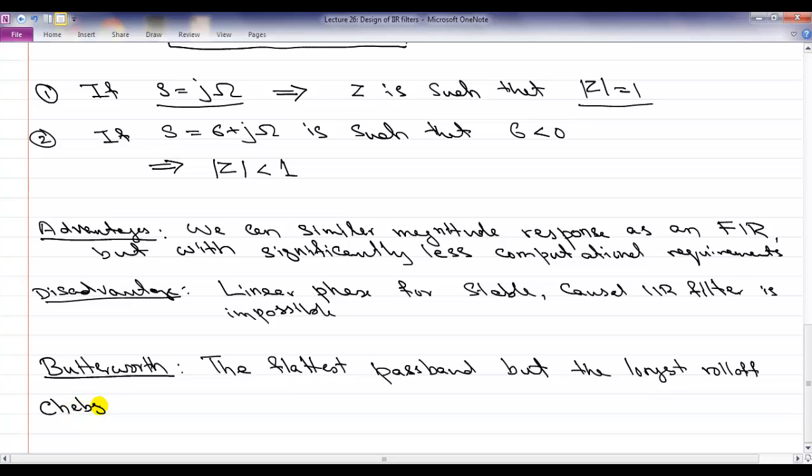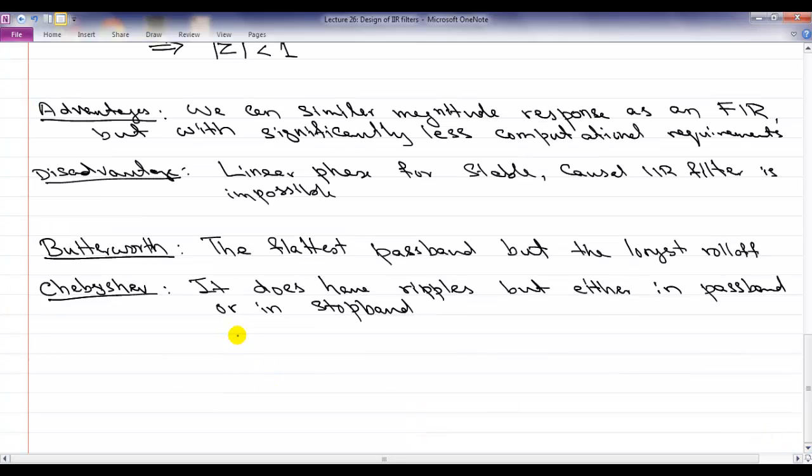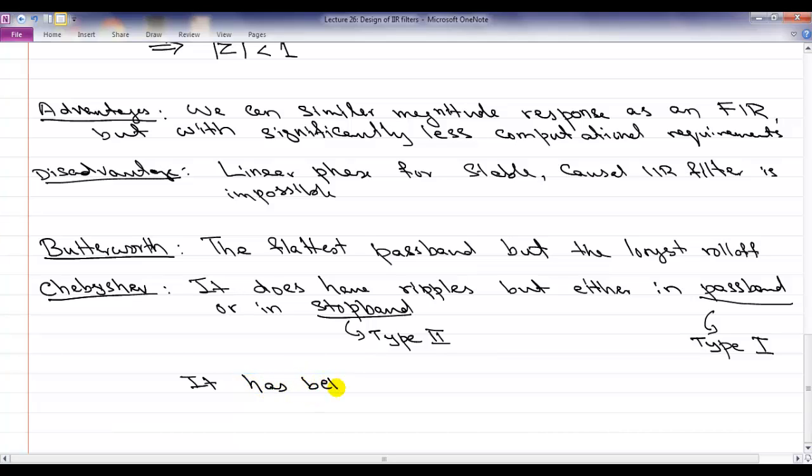Chebyshev, it does have ripples, but it doesn't have ripples in both the stop and the pass band. But either in pass band or in stop band. So based upon that, it's called Chebyshev 1 or Chebyshev type 1. So if it's in pass band, we call it type 1. If it's in stop band, we call it type 2. What do you gain by allowing ripple in either the pass or the stop band? Your roll-off becomes faster. So it has better roll-off than the Butterworth filter.